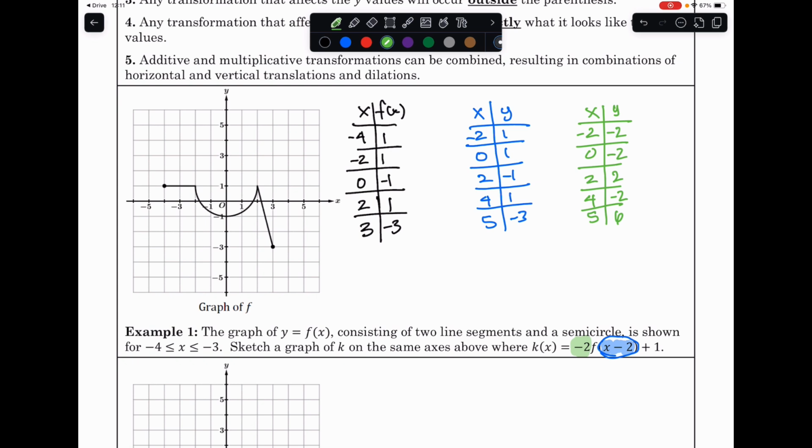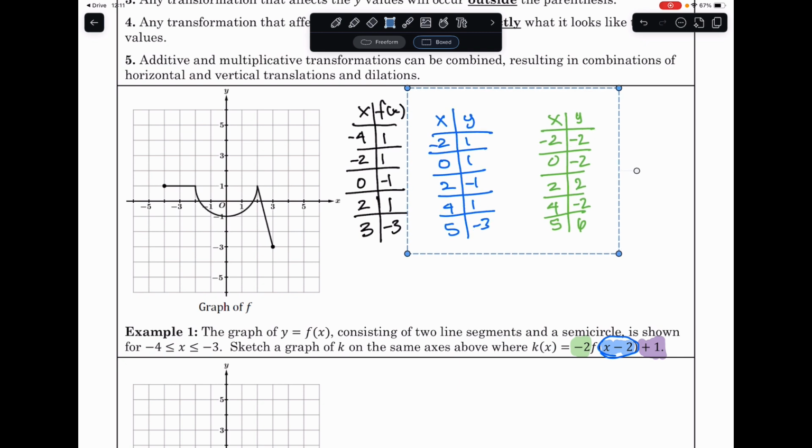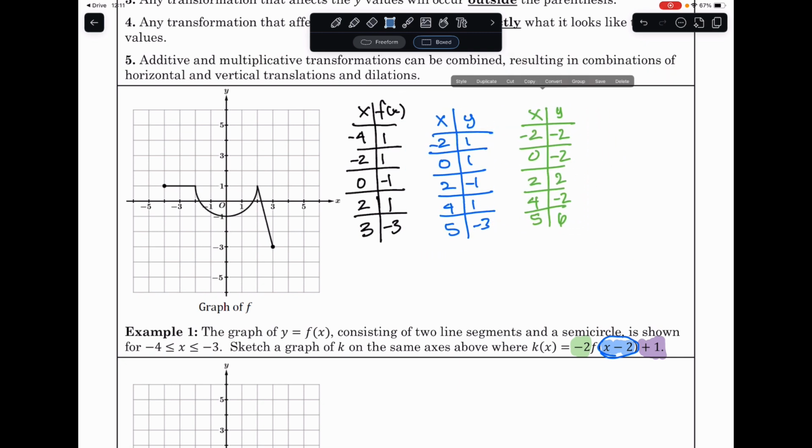And then finally, the last transformation I have is this plus 1. Well, this plus 1, because it's on the outside, is going to affect, yet again, the y coordinates. And it's going to do exactly as it says to the y coordinates. It's going to add 1 to all of the current y coordinates.